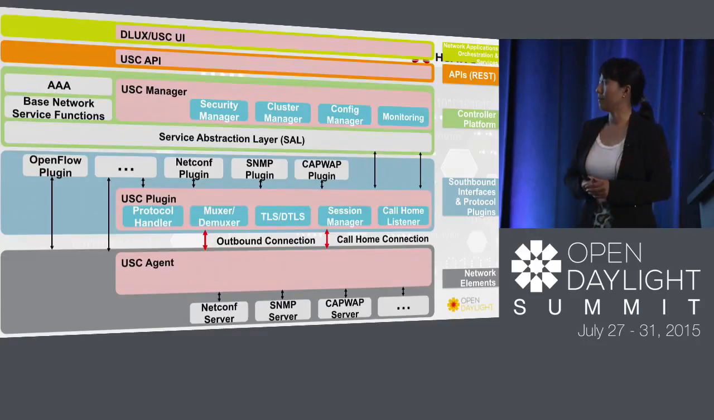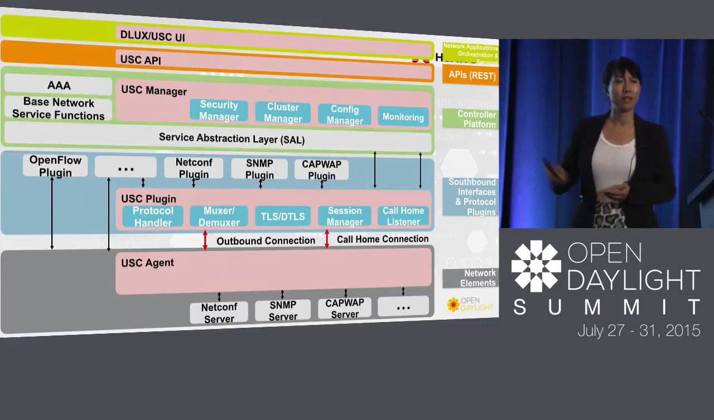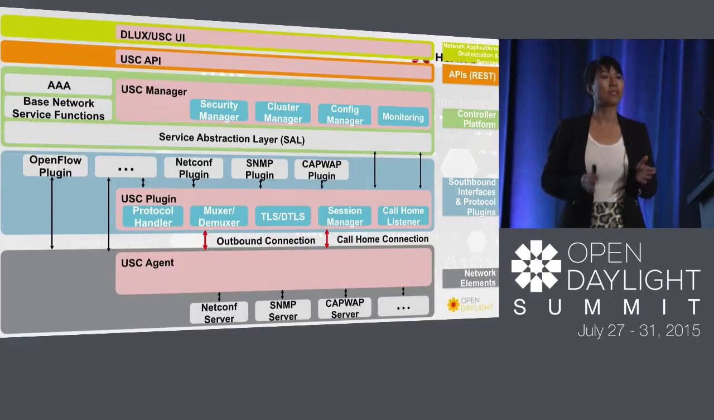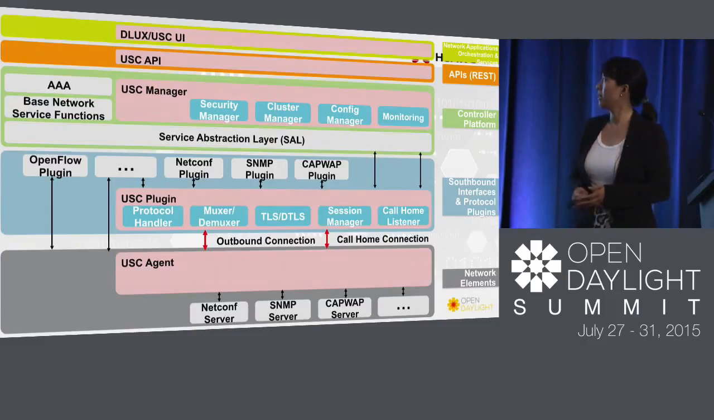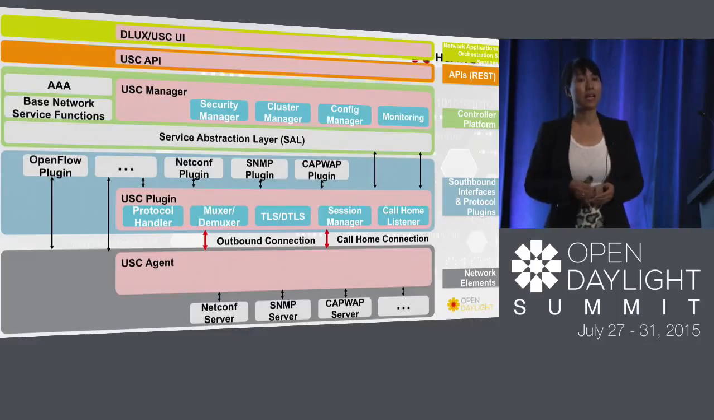The fourth component is the plugin. The plugin has the protocol handler. This one is very important. Our plan is that in the future, the southbound plugins could go through the Unified Secure Channel, instead of having many, many tunnels between the controller and the device. For the Lithium release, we already integrated with NETCONF. And right now, for the Beryllium release, we are working on CAPWAP. And hopefully, more plugins could leverage USC's high security, high performance, and high scalability.